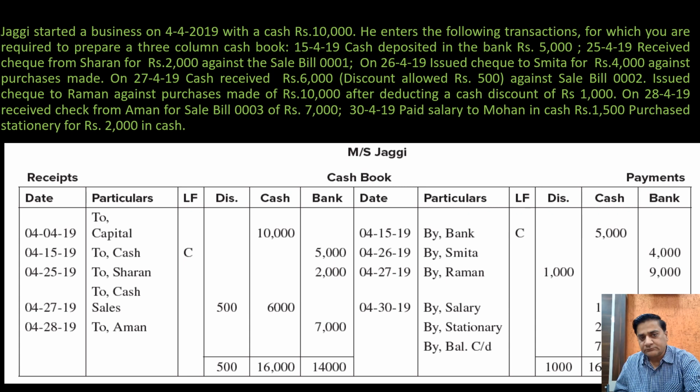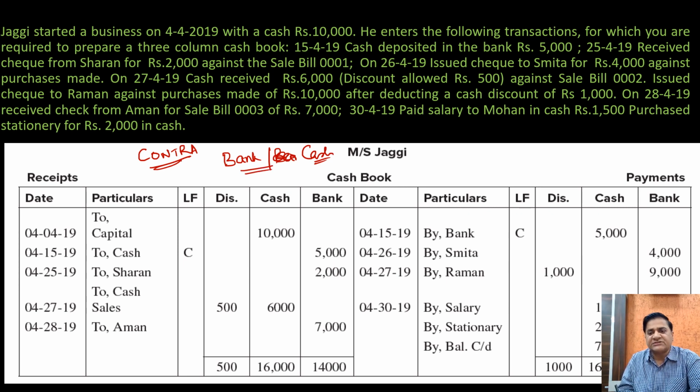Now let's see an example wherein we talk about the three column cash book, right? In three column cash book, I've already told you that we need to talk about the contra entry. Contra entry happens when you have both the cash account and the bank account being affected simultaneously. First, let's find out which type of transactions involve both the cash as well as bank. Started a business on 4th April with a cash balance of 10,000. This would be reflected here. Opening balance on the debit side, 10,000.